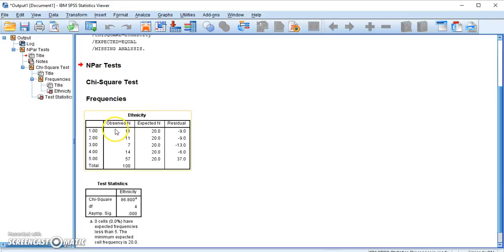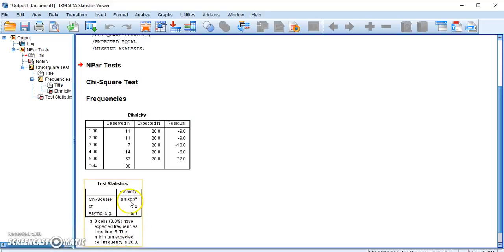And here it is. You can see here are our observed values across the 5 categories. Here are our expected values. As I said, because we have 100 people and we expect all the categories to be equal to each other, our expected values are 20 for each category. And you can see the difference between observed and expected. And here's our chi-square test.